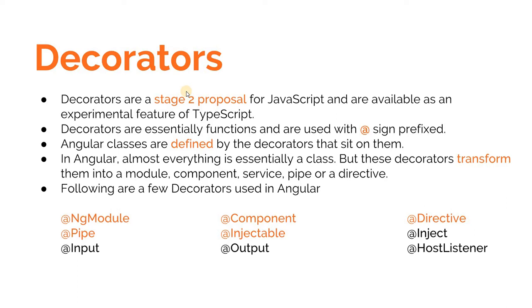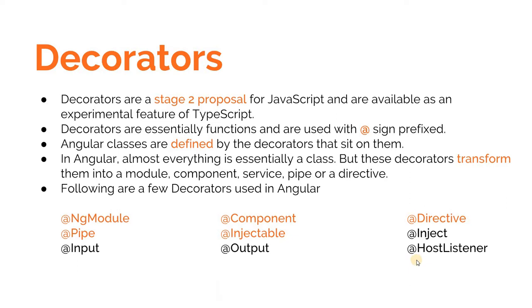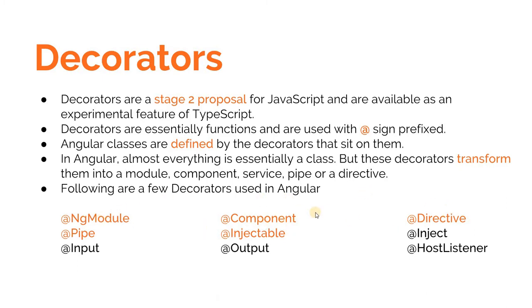In Angular especially, we have a lot of decorators which are predefined. We have class decorators like NgModule, Component, Directive, Pipe, and Injectable. Then we also have property decorators like Input and Output, and others like Inject and HostListener. What I mean by class decorators is that these decorators highlighted in orange are used to define a particular class.